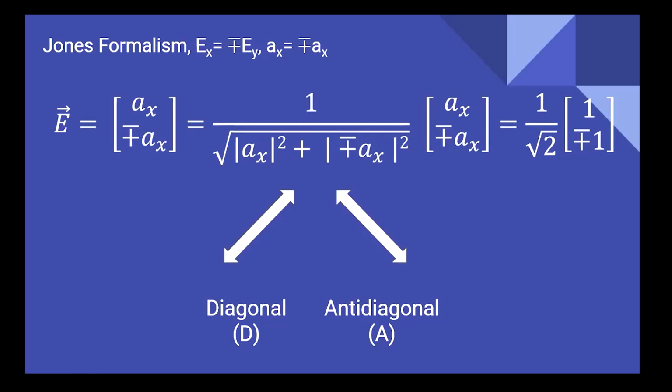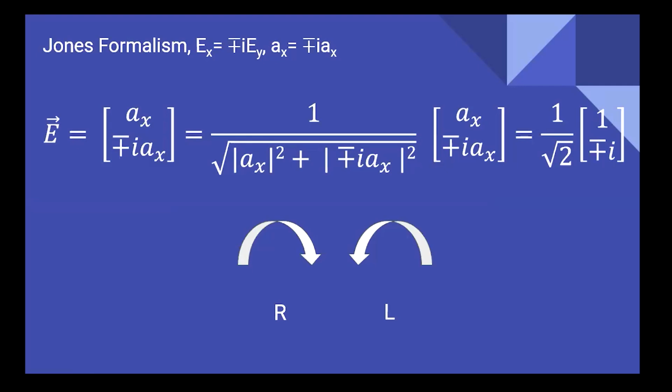And so for the diagonal and anti-diagonal examples, you can basically plug in the appropriate numbers where Ex equals plus or minus Ey. So it just shows that one either oscillates in phase or slightly out of phase. You end up with your vector of 1 over square root 2 times (1, plus or minus 1), depending on which one you're going to call diagonal or anti-diagonal. Then additionally, if you now have your imaginary number i to indicate the phase shift of pi over 2 or 3 pi over 2, you can work this out, and you see that you get (1, plus or minus i) for your right and left circular polarizations.